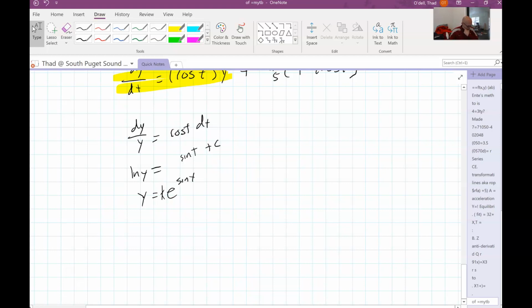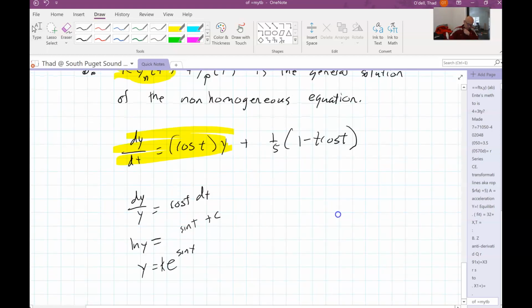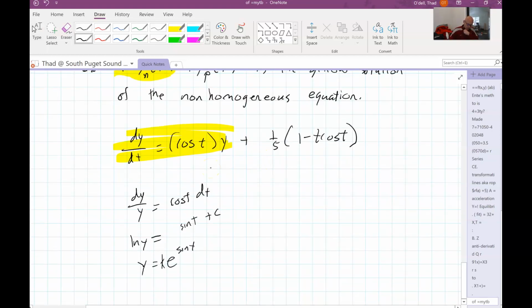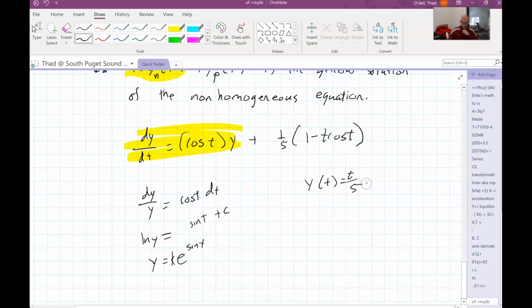So then the next step is to come up with just one solution for the whole equation. In this case, I'm giving you one just so you can see how it works. Let's say that y of t equals t over 5. I'm suggesting that that is a solution to the non-homogeneous equation, and let's check to make sure that's true.